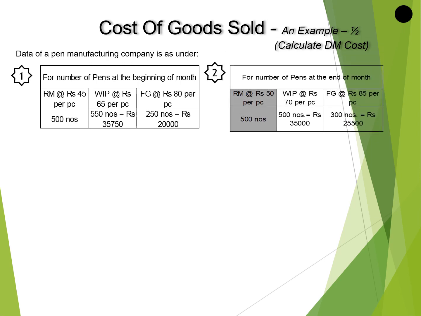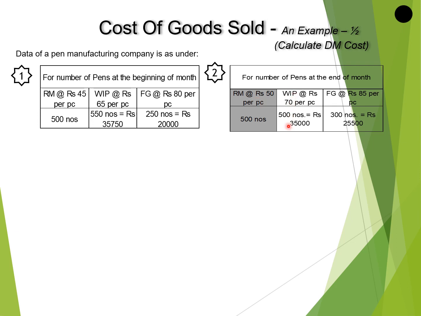Second data was for number of pens at the end of the month. This was for the beginning of the month. This is for the end of the month. Raw material was available for 500 pens, but here the cost is rupees 50 per piece. I have shaded this area because the raw material available at the end of the month should not be considered when we calculate cost of goods sold.